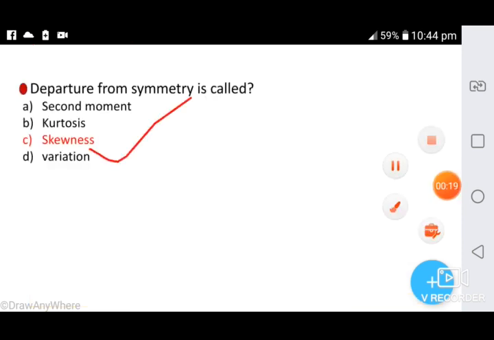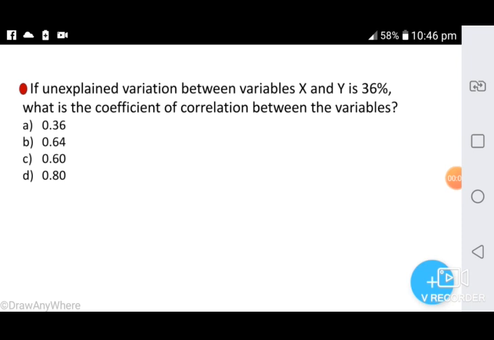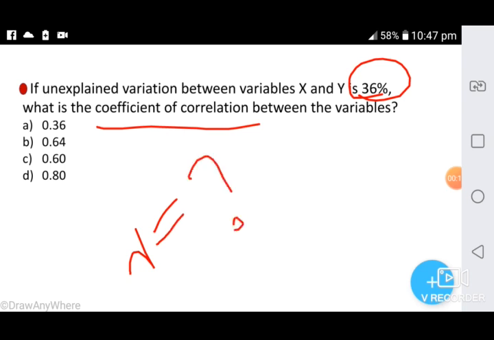Next question. If unexplained variation between variables x and y is 36%, what is the coefficient of correlation between the variables? What is the r? Option A 0.36, option B 0.64, option C 0.60, then option D 0.80. So what is the coefficient of correlation?